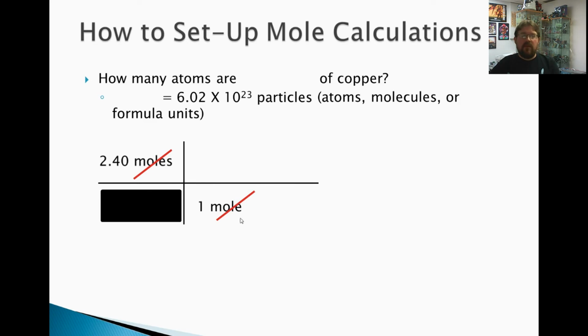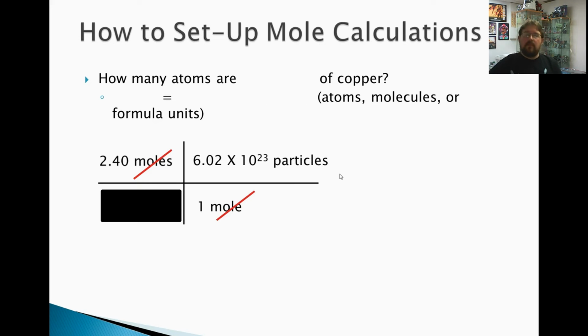What goes there? Well, if we have 1 mole on the bottom, what's 1 mole equal to? 6.02 times 10 to the 23rd particles, or atoms, molecules, or formula units. In this case, what are we looking for? Atoms. But we can leave it as particles. That's perfectly fine. Our numbers are all in the spots we need them to be, okay? And all we did was we put our starting number here and use that to direct the rest of it.